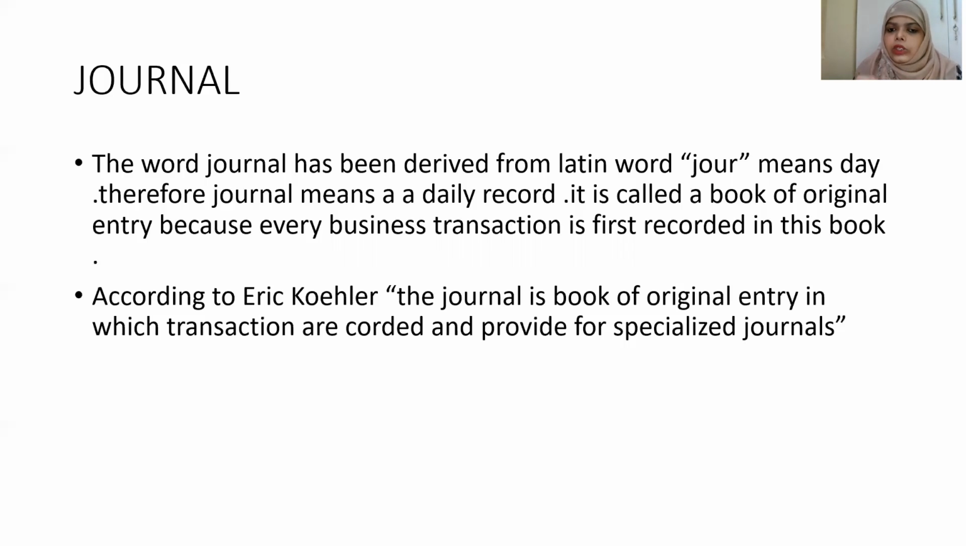So it is called firstly a daily record book, and secondly a book of original entry. And preparing a journal is also very important because the human brain is not capable of remembering everything. So we record everything for our future reference and also for our memory.